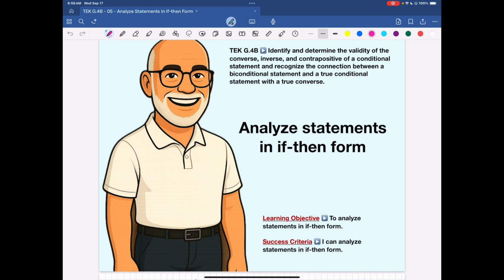Our objective today is to analyze statements when they're in that if-then form, or perhaps even take a statement and convert it to an if-then form. And you will know you have mastered this objective when you can analyze statements in if-then form. You can determine the truth value of a statement. Every skill you learn in this video makes you a stronger problem solver and a better thinker. I know you can do this, so let's turn your practice time into your superpower.